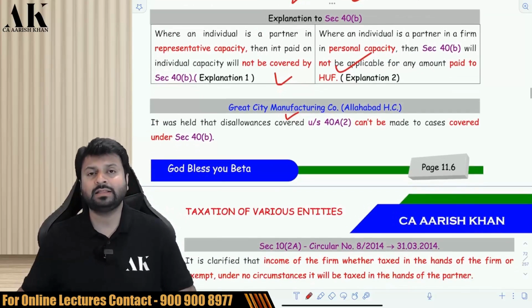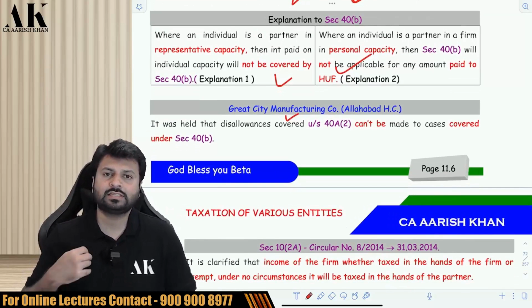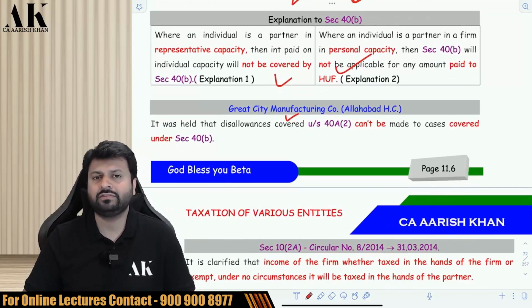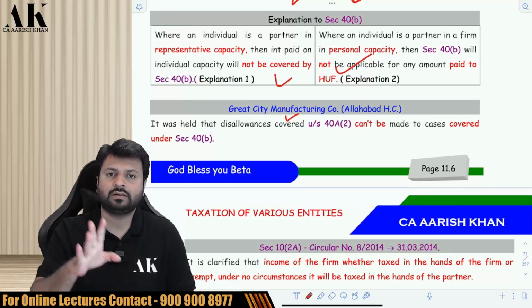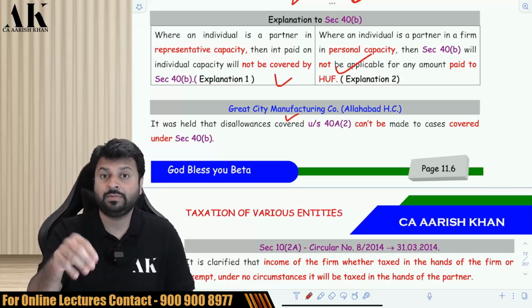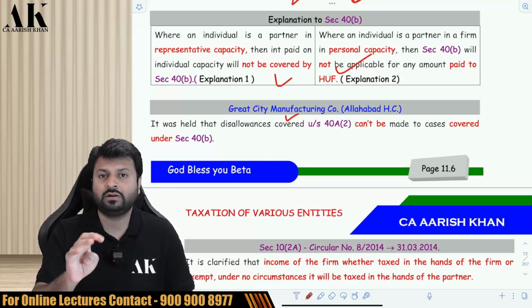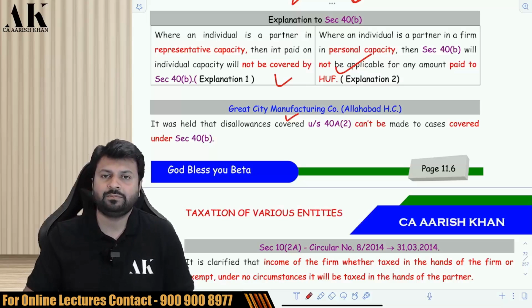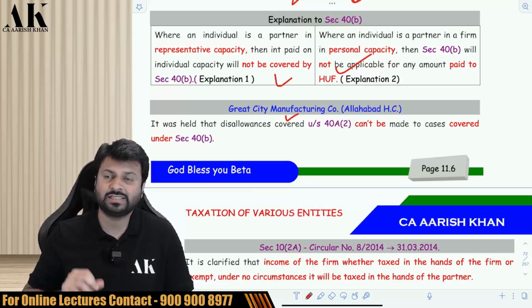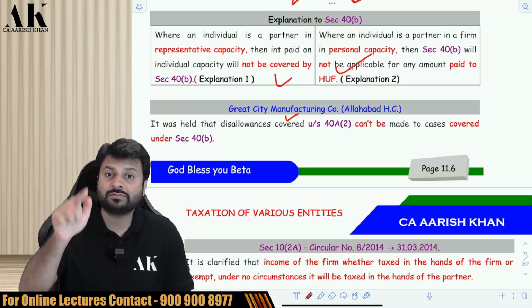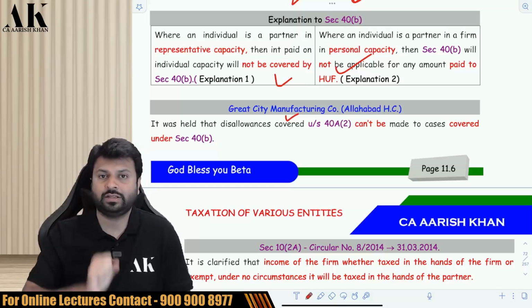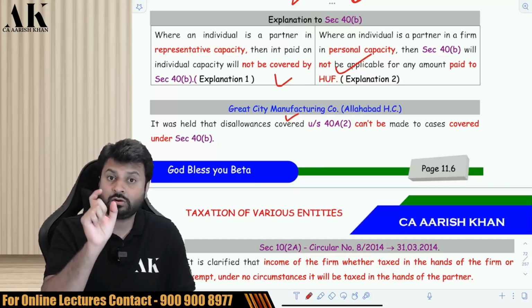Next one is the Allahabad High Court case law, which says that suppose there is a partnership firm and a partner. Now, if you know section 40A(2) in PGBP, it says that a partnership firm and partners are related parties. So if you make any payment to your related party in excess of fair market value, then it is disallowed. So for example, I made a payment of 40 lakh rupees as remuneration to my partner. Now that 40 lakh rupees is much higher than the fair market value. Suppose the fair market value is just 5 lakh rupees. But this 40 lakh rupees is as per the limits of 40B. This 40 lakh rupees is paid to a working partner.